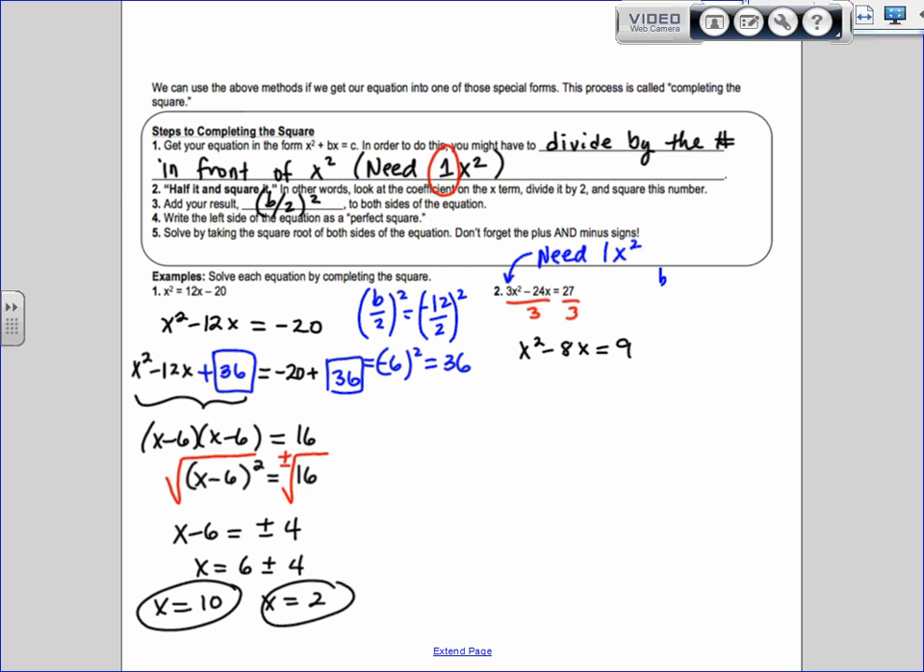So I still will write it off to the side for your notes. So b over 2 squared. So you get -8 over 2 is -4 squared. So you get 16. That's going to be what you add to both sides. So I'm going to have x squared minus 8x plus 16, and I'm going to have 9 plus 16. So I added the 16 to both sides.